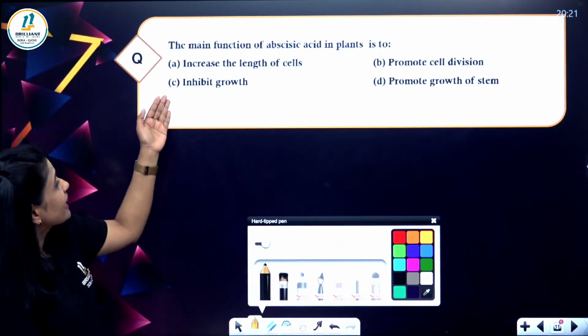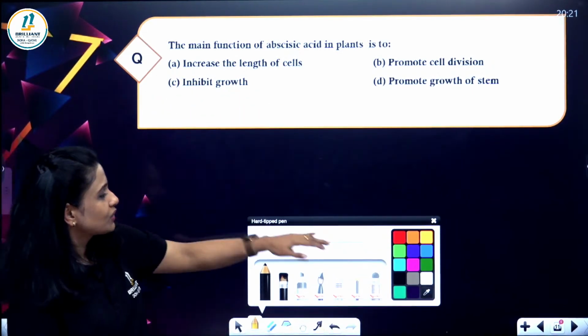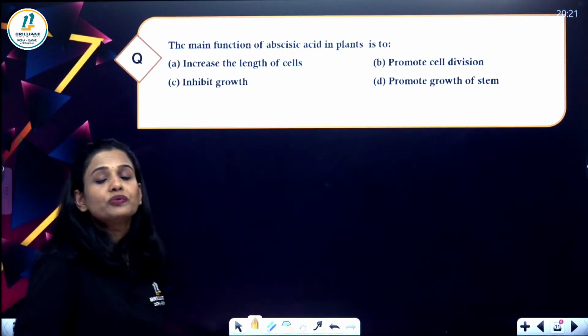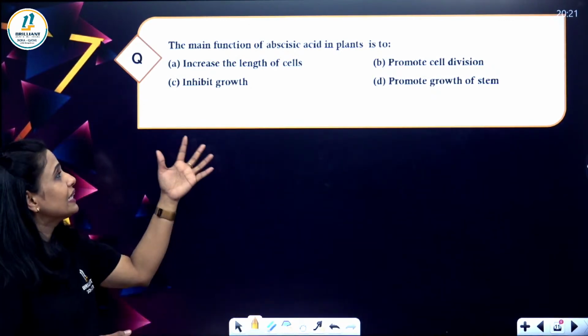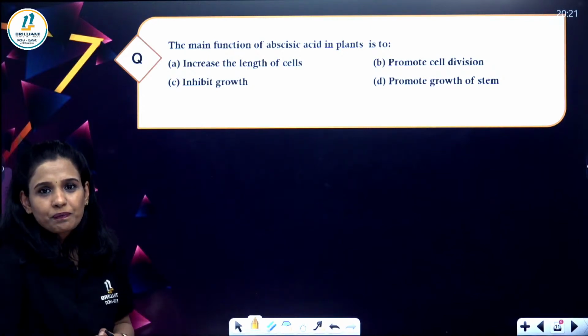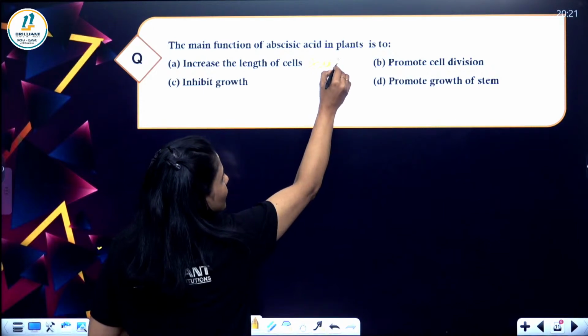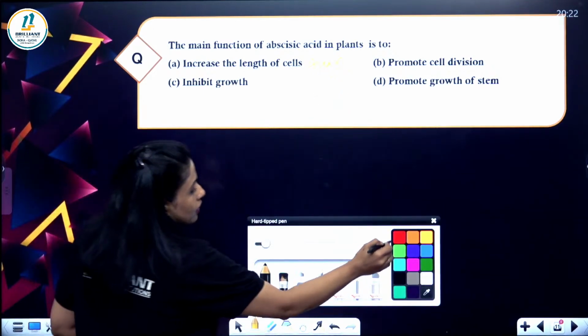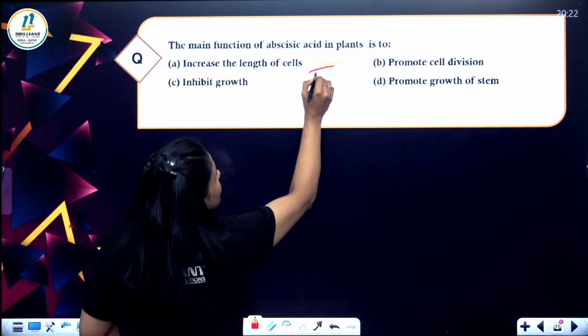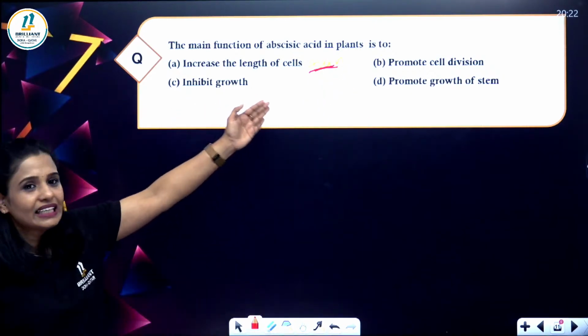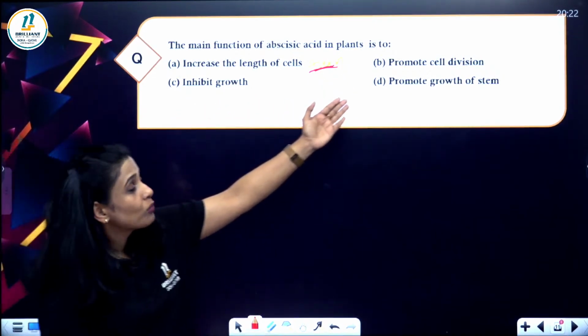Now, see, increase in the length of cells. Which hormone helps to increase the length of cells? Any idea? It is auxin, right? It is auxin which helps to increase the length of cells and promote cell division.